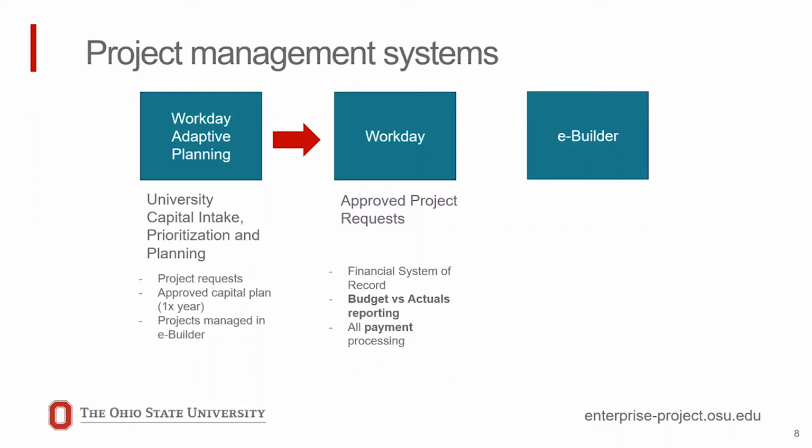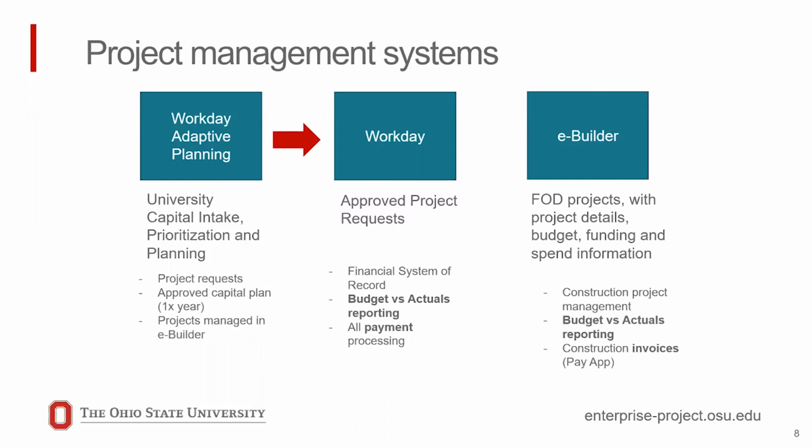eBuilder is the FDC project management system. eBuilder has all projects managed by FDC. eBuilder tracks every aspect of the project, details such as schedule, start date, end date, budgets, funding, contracts, invoicing, as well as project participants and roles. Integrations have been built to regularly update these details in Workday.